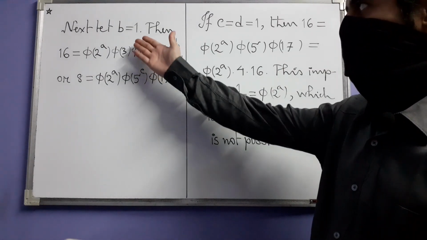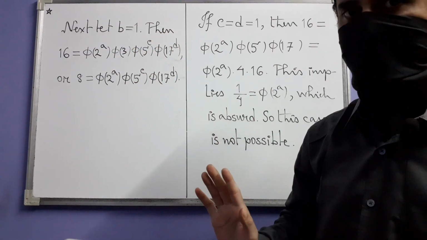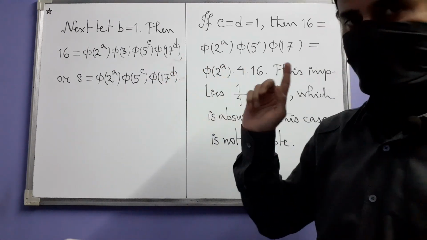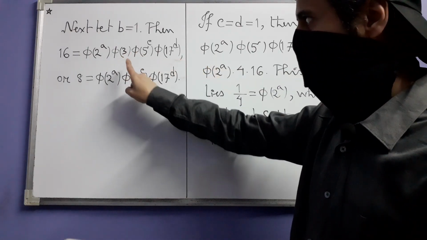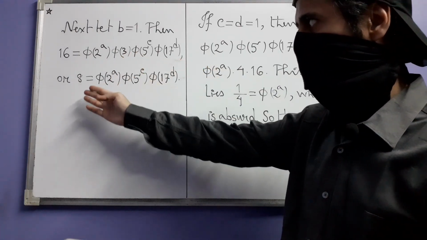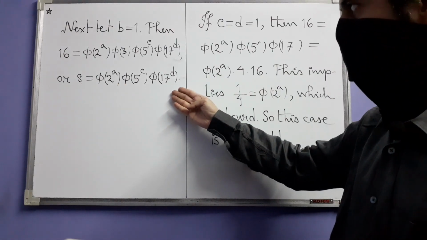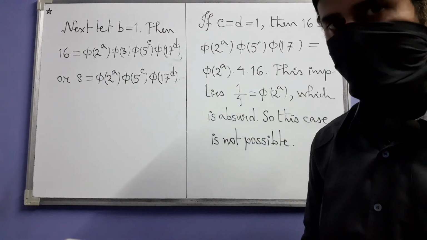Then comes the next case where b is 1. So this time 3 is there, okay, and its exponent is 1. So if we now go back to our original equation, that will be this. Phi of 3 will be 2, which after cancellation leaves you with an 8 on the left hand side, and the right hand side is just this. And now under this case also 4 subcases will come.